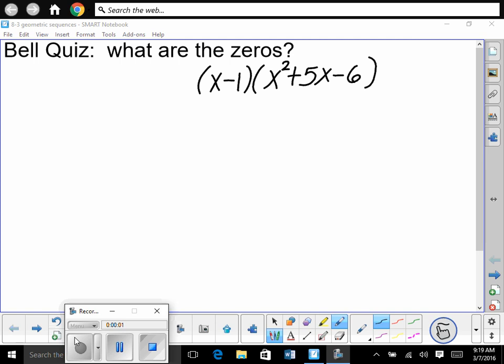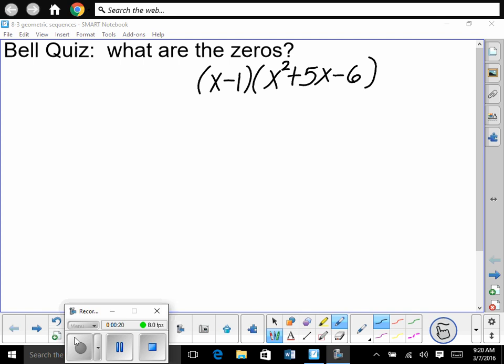Zeros. So first of all, can anyone tell me, when it says what are the zeros, what are we finding? X-intercepts, right? Okay, so first of all, we have a linear piece multiplied by a quadratic piece. Now, some people want to start multiplying this together, but then how do we solve it? It's going to be miserable to solve it, right? We wouldn't really know how.